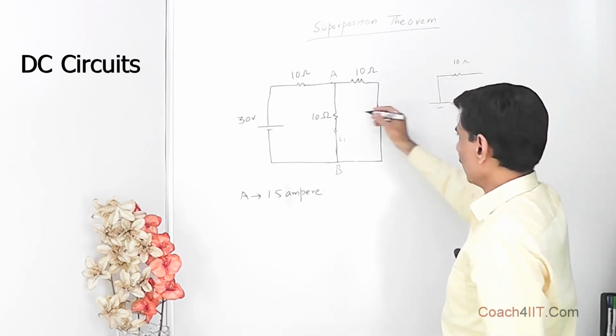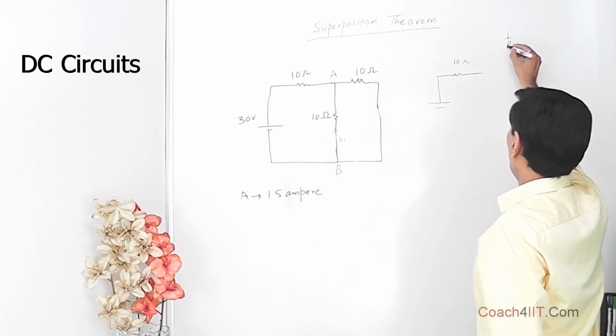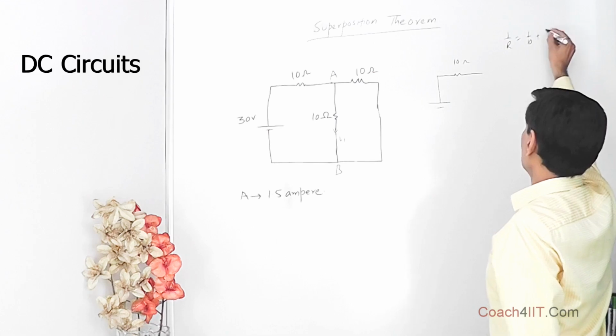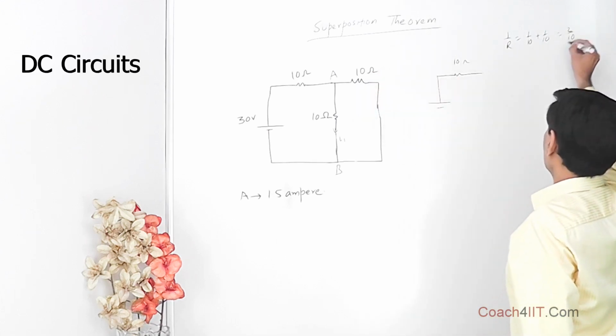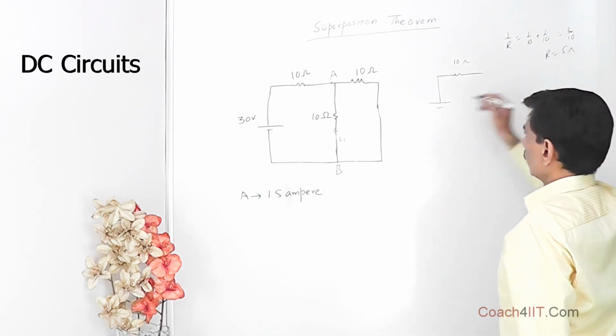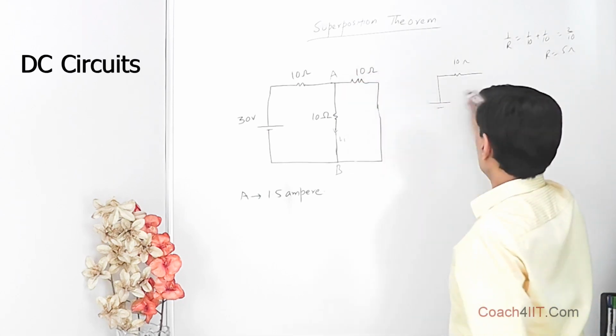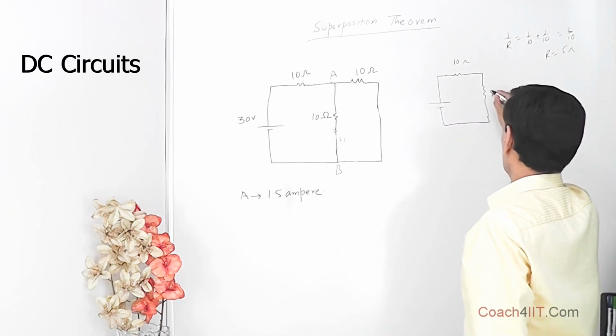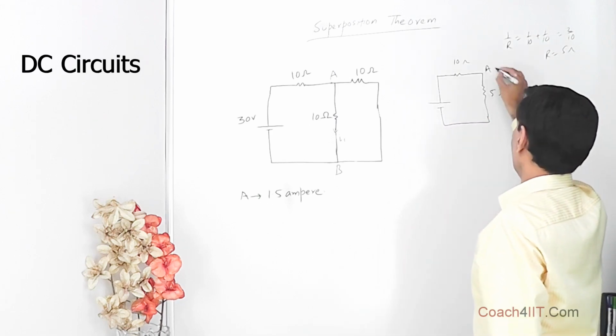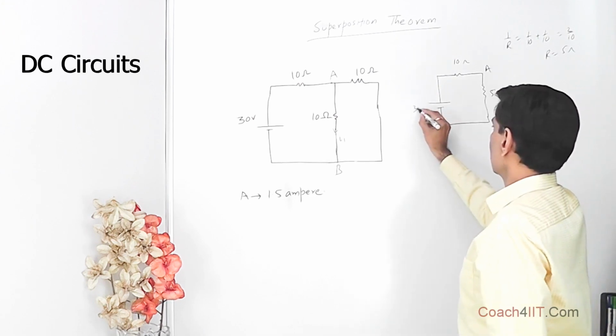When this 10 ohm and 10 ohm are parallel, we know 1 by R is equal to 1 by 10 plus 1 by 10, which is equal to 2 by 10. So R is equal to 5 ohm. So between A and B we can have that this equivalent resistance is 5 ohm. This is A and this is B, and this is 30 volt.